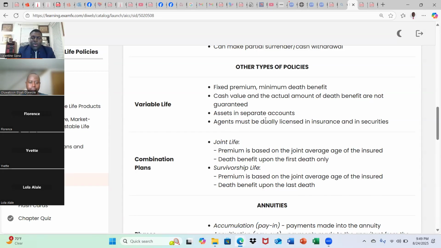They'll throw in something also called FINRA. FINRA is an organization that, if you pass a securities license, you have to be registered in. So if you're doing variable, you need a securities license and you need to be registered with FINRA.